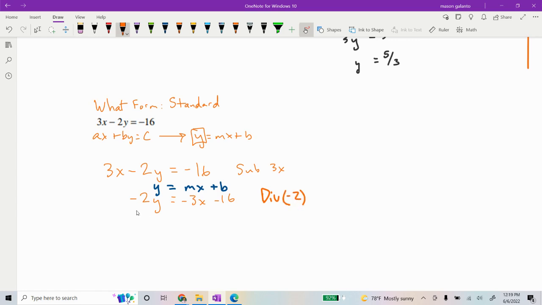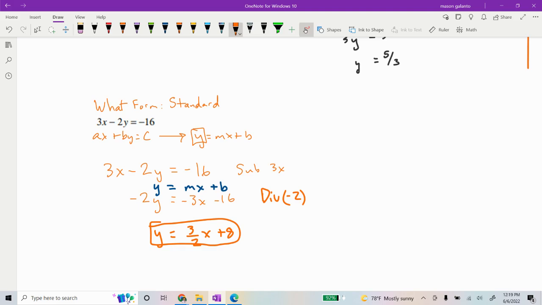We do this because we want to isolate the y value. So we end up with y is equal to negative 3 divided by negative 2 is positive 3/2 x. Negative 16 divided by negative 2 is positive 8. And there we go. We have our slope-intercept form. Our slope is 3/2 and our y-intercept is 8. Very straightforward. The worksheet that you will do will have more of these.